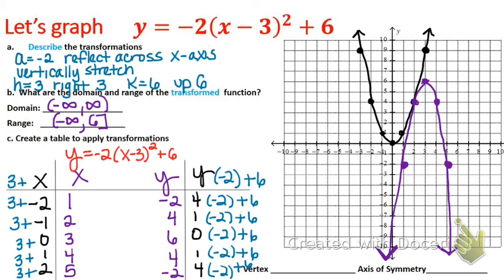The vertex in this example is the highest point. The highest point is still at h and k, which in this example is at +3 and +6. So this is our vertex. Right here. It's the highest point. And the axis of symmetry. If we draw a vertical line at x equals positive 3, that is the center of this parabola. It is where that parabola will be split into two equal halves.